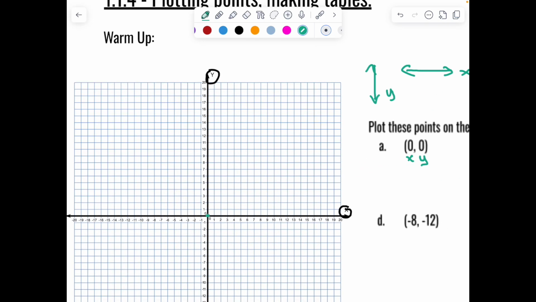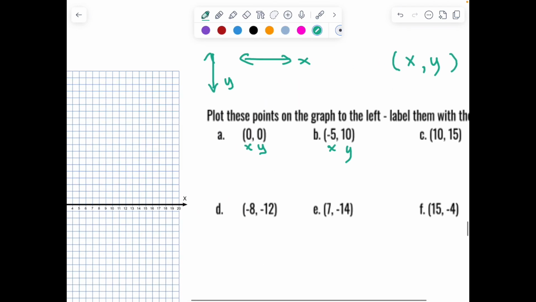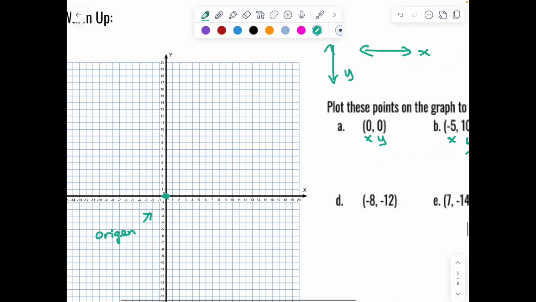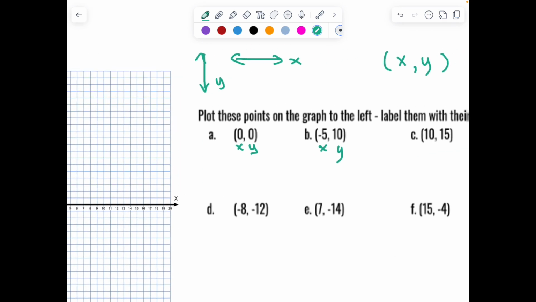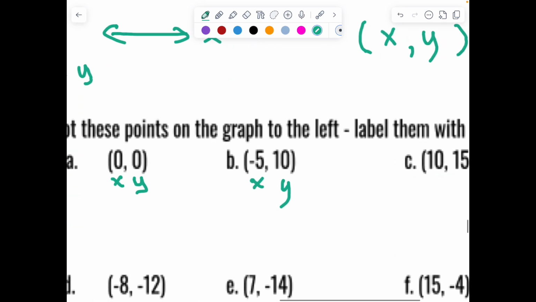So point A, (0, 0), that is going to be right here when x is 0 and y is 0. We call this the origin of the graph, because it's like where everything originates, right? It's the center, it's the origin. All right, then, oh, and we're supposed to label it. This is point A.